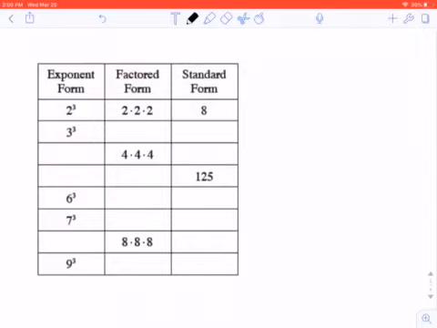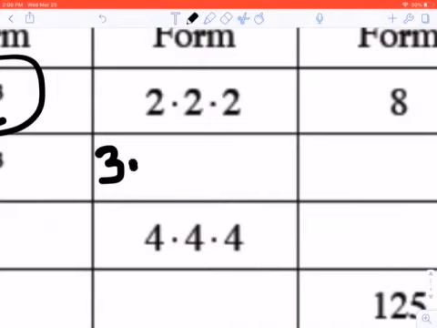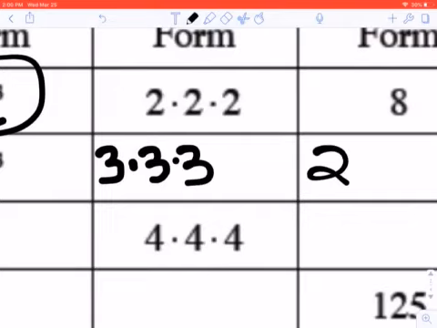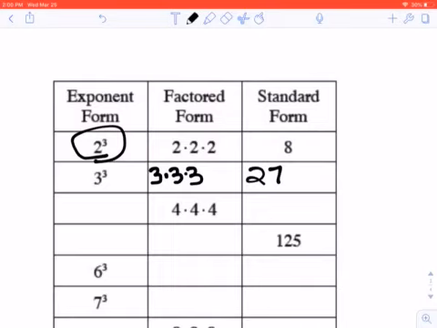And this chart shows us that 2 to the third power is 2 times 2 times 2, which is 8. So what would I fill in here for 3 to the third? I would fill in 3 times 3 times 3. 3 times 3 is 9, and 9 times 3 gives me 27. If you want to use that calculator, you can. 4 times 4 times 4 would be 4 to the third power. And I'm going to leave the standard form blank there for you to fill out.